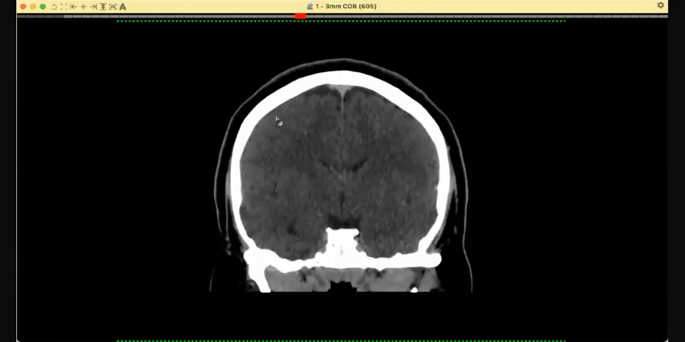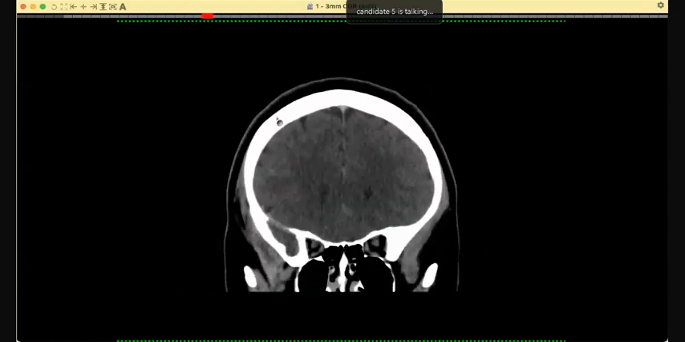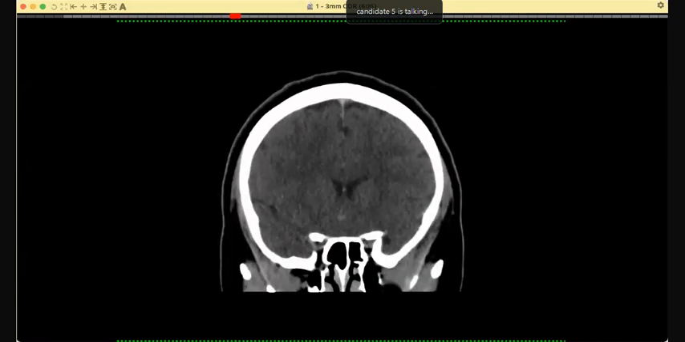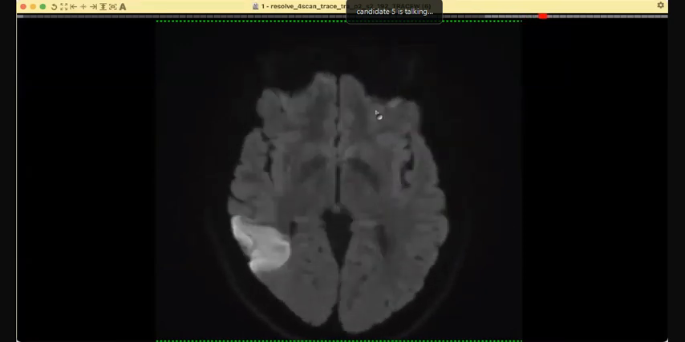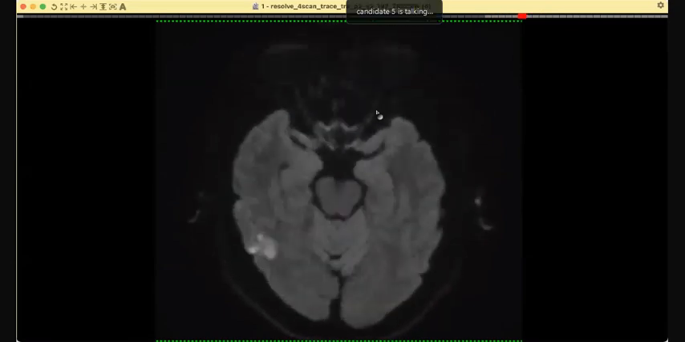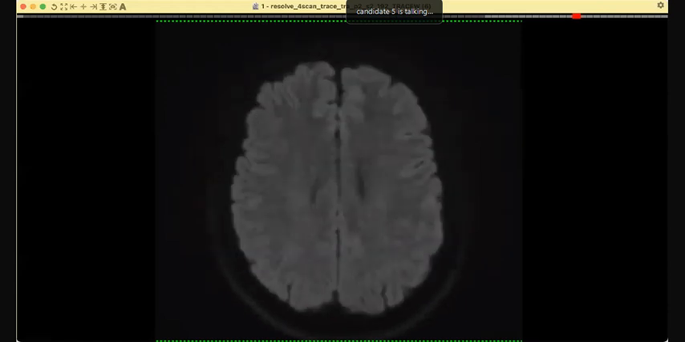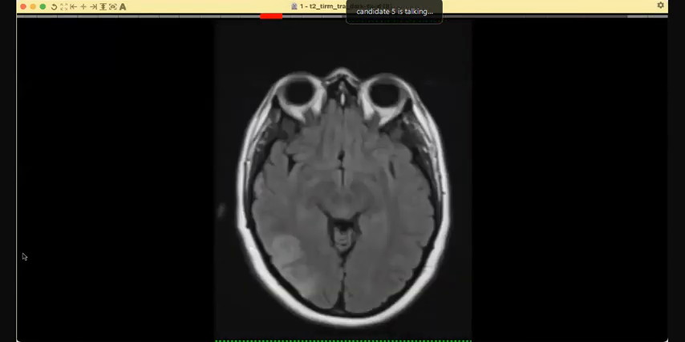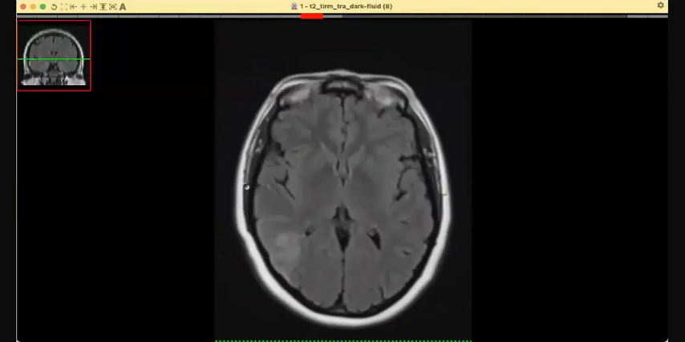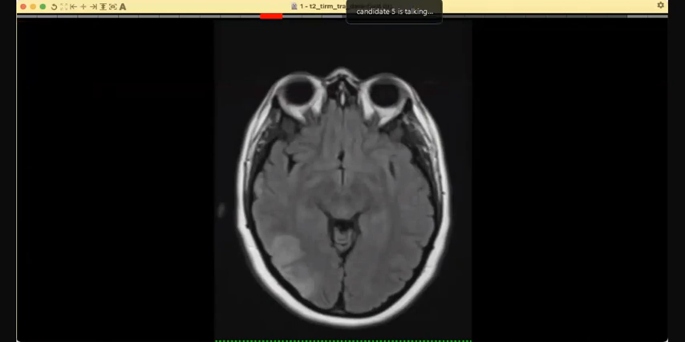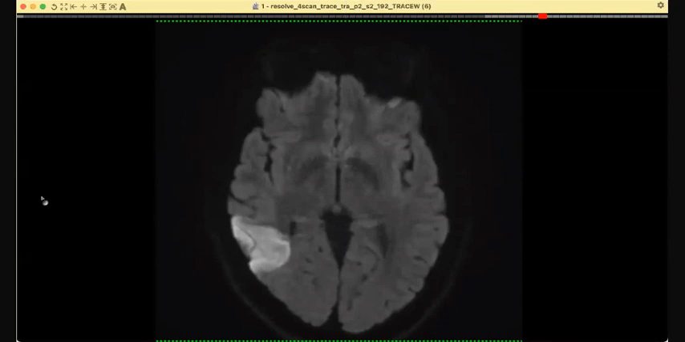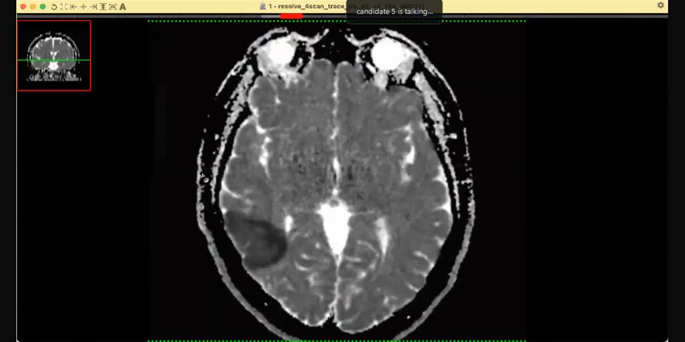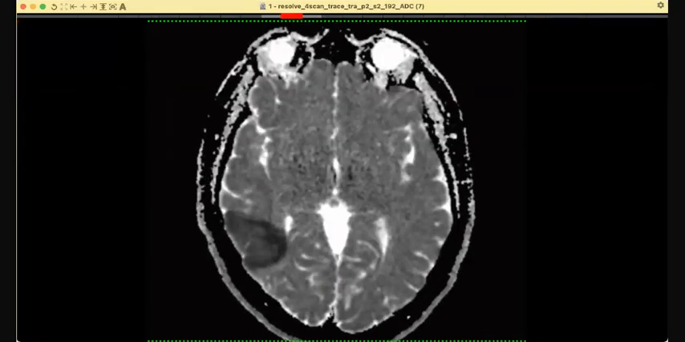What would you like to do next? I'd like to proceed with MRI. Okay. These are the FLAIR axial images of the same patient, and here again I can see a FLAIR hyperintense area in the affected region. Sorry, I was showing you a DWI. So these are the FLAIR images. This is the ADC, and there is marked restriction.